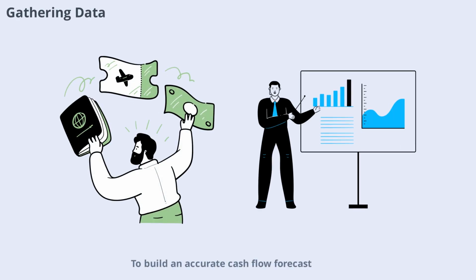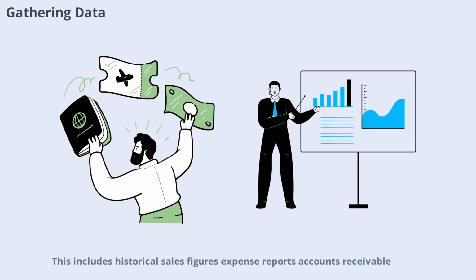Build an accurate cash flow forecast. Start by gathering all relevant financial data. This includes historical sales figures, expense reports, accounts receivable, and accounts payable. The more detailed and accurate your data, the more reliable your forecast will be. Don't forget to consider seasonal trends, upcoming projects, and any known changes in your business environment.